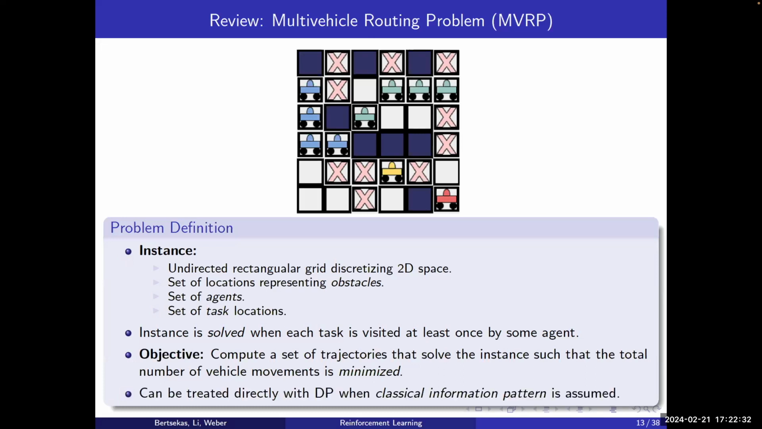In principle, this can be treated directly with dynamic programming, although it will be very computationally complex. But this applies when we assume a classical information pattern. Are there any questions about this representation or this formulation of the vehicle routing problem?